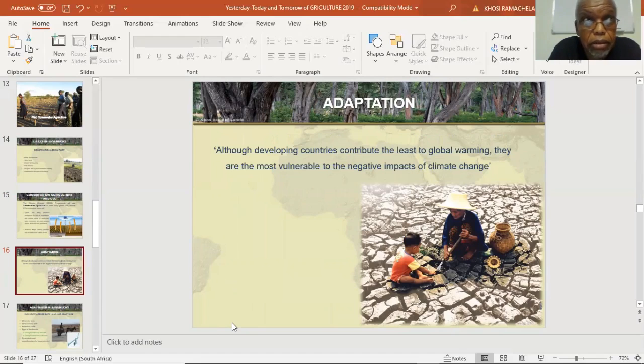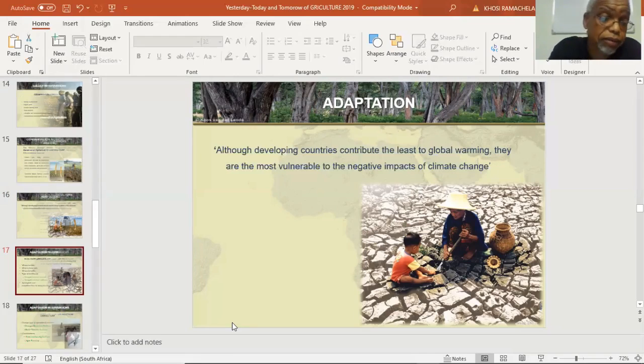We just need to adapt. What does adapt mean? We're able to live with the negative impact of climate change. This depiction here is like a drought. Water bodies dried and no water. So it means you have to find alternative sources.